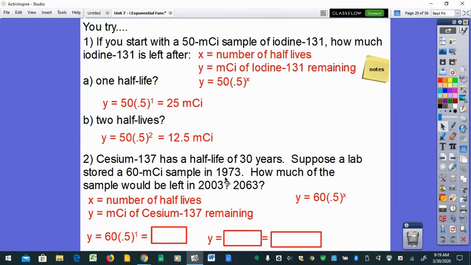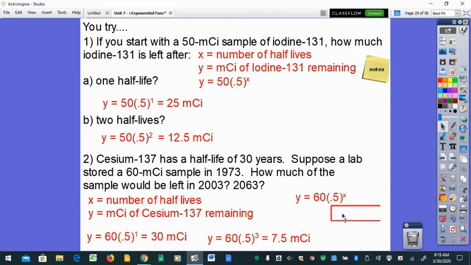It's 30 years. So 60 times 0.5, you would end up with 30 millicuries. Now go back to 73 and go to 63, and that would be 3 half-lives, and that's where I was just saying the 90, because it's 90 years. So 30, 3 times, and that's where the 3 comes from. 60 times 0.5 raised to the third, and there would be 7.5 millicuries left remaining after those 90 years.